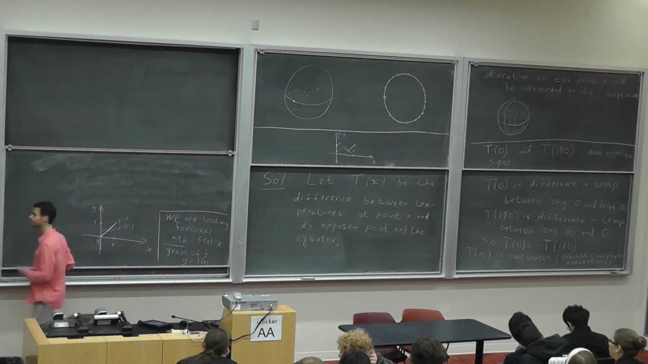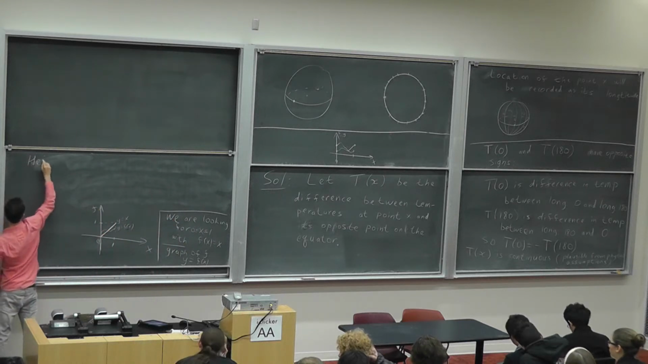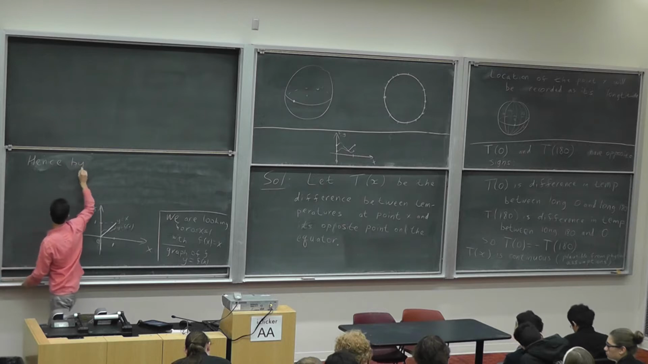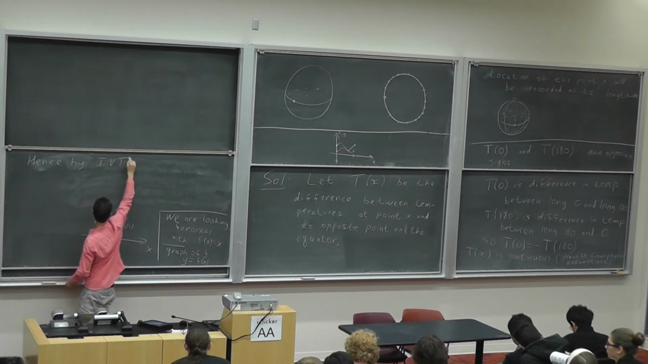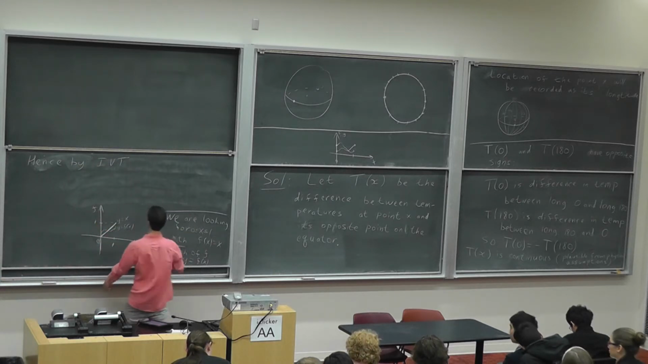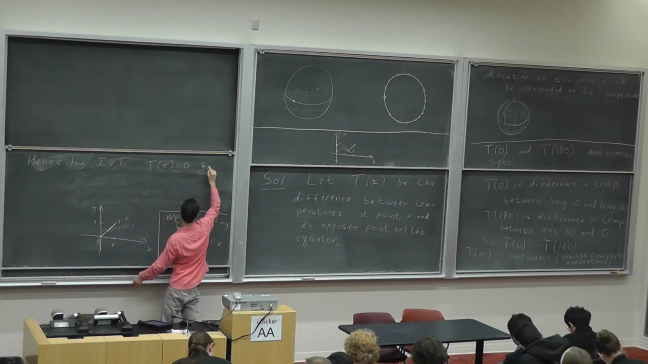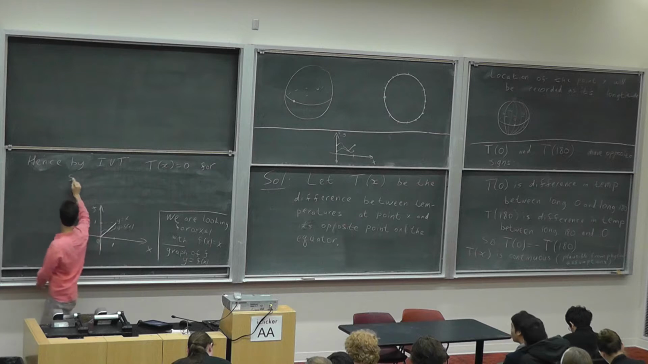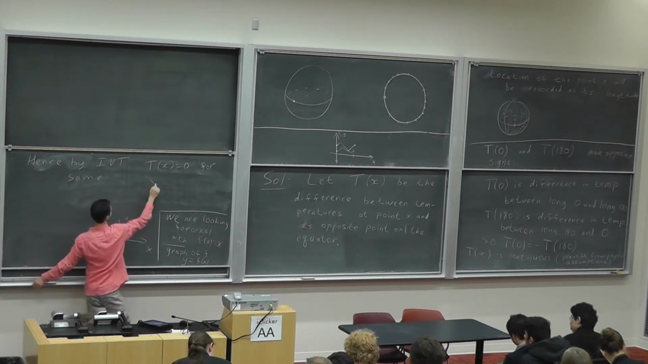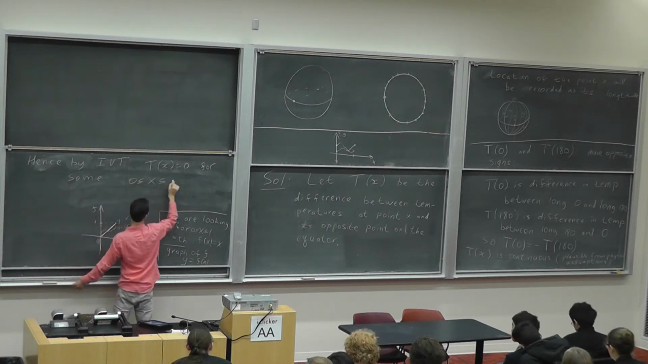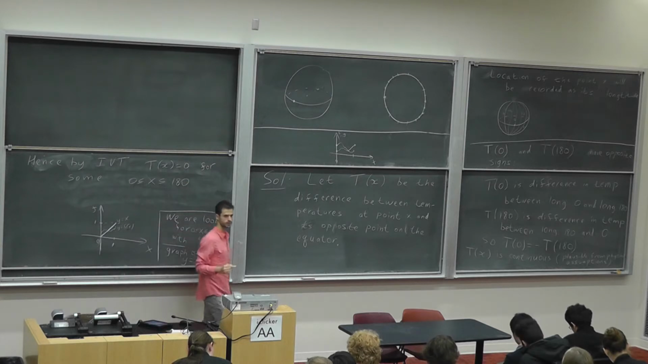Well, conclusion. Hence, by the intermediate value theorem, T of x is equal to 0 for some x between 0 and 180.